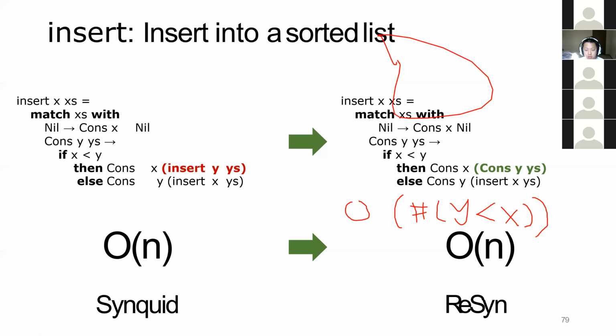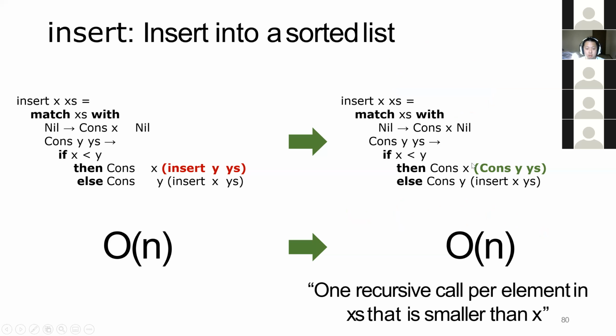So the program on the left is big theta of n. I see. The program on the right is big theta of a sharper bound, y less than x. That would be a sharper way of describing it. Yeah, I see. We can describe the lower bound. The lower bound of the left hand side is greater than the right hand side. Okay. Yeah, the one recursive call per element in the list that is smaller than x.